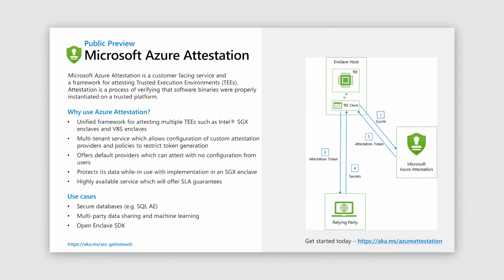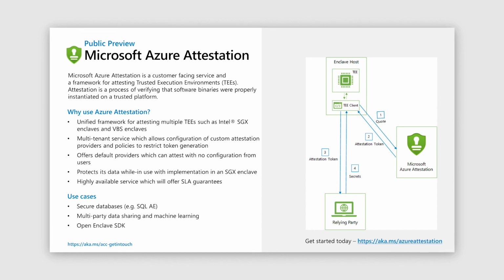Right. So what Microsoft Azure Attestation Service lets you do, it's a free customer-facing service, and it's a framework for attesting your trusted execution environment or your enclave, where you know that the binaries that you're running were properly instantiated on the trusted platform that you think you're running on. So it's a unified framework here that you can now use as a multi-tenant service. It offers default providers. It protects that data in use. And it's a highly available service which will offer the SLA guarantees that you're used to when you're running a cloud-enabled service. There are many use cases here.